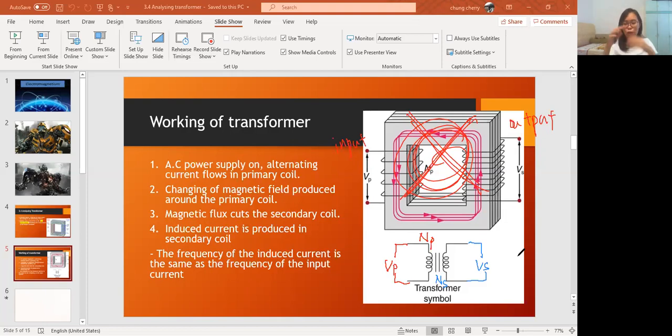The frequency of the induced current is the same as the frequency of the input current. In other words, the frequency of your AC power supply is the same as the frequency of the primary voltage produced. So here is the input and here will be the output.